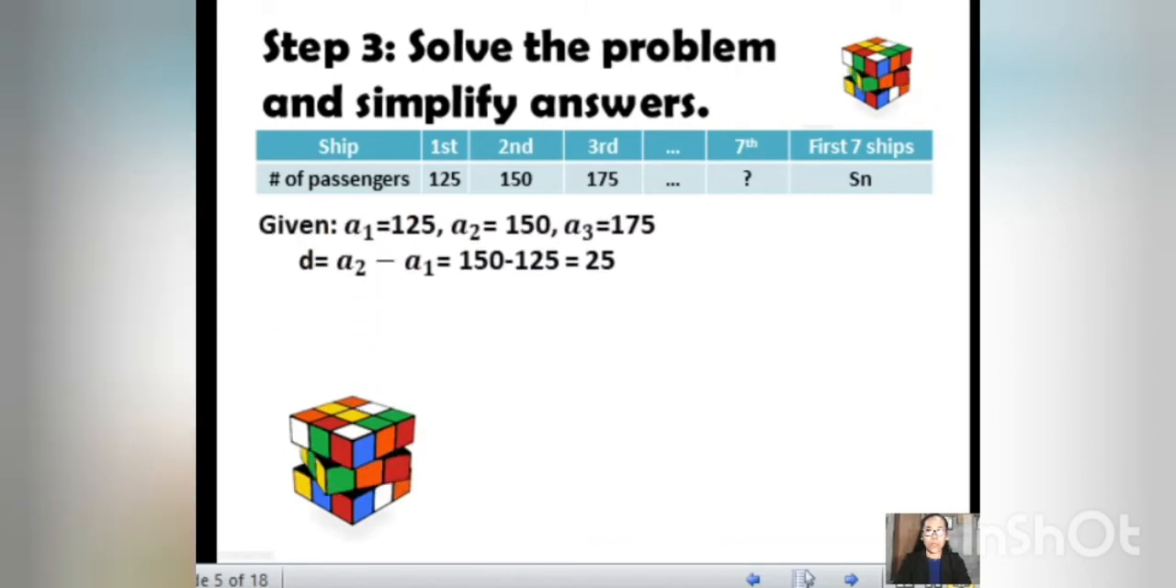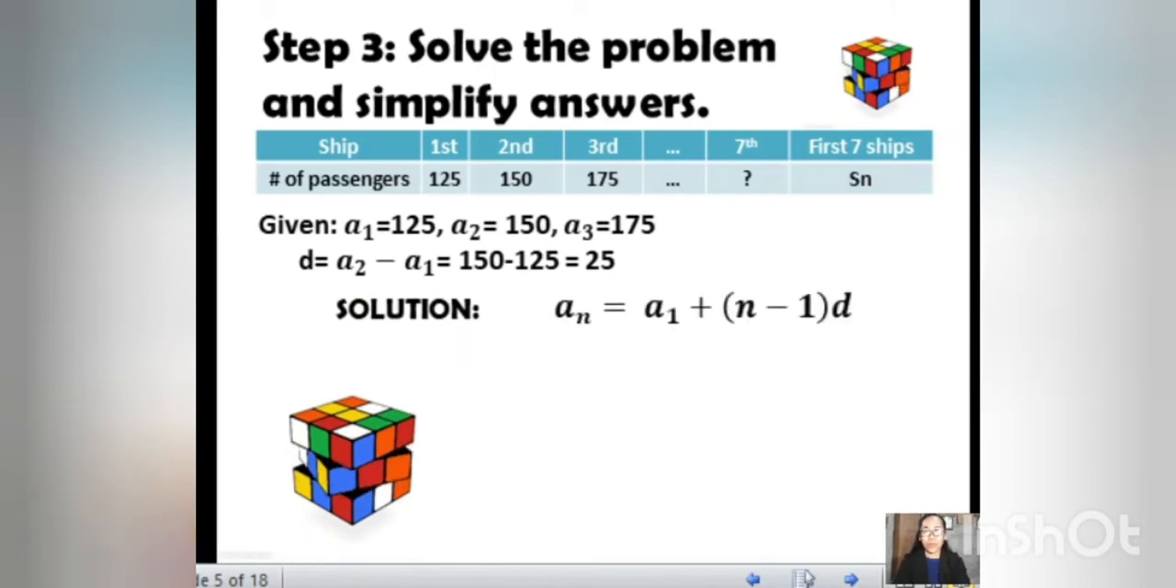So we have the given: a sub 1 is equal to 125, a sub 2 is equal to 150, a sub 3 is equal to 175. And then to find the common difference, we will subtract your second term and your first term. So your second term is 150 and your first term is 125. So 150 minus 125 is equal to 25. So the common difference here, since this problem is an arithmetic sequence, is 25.